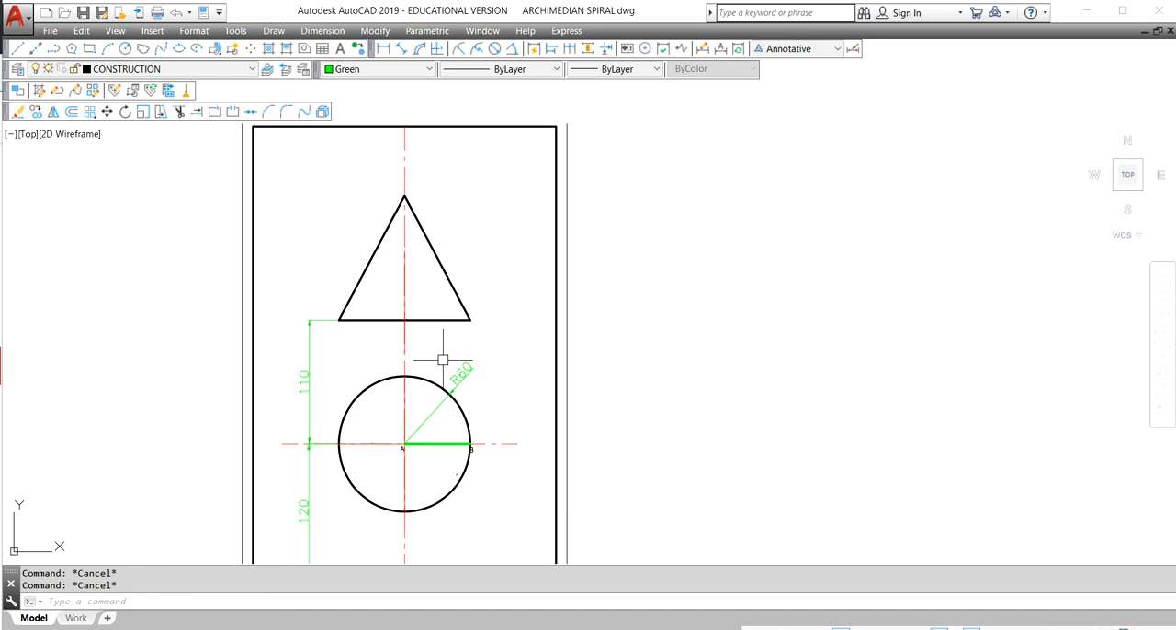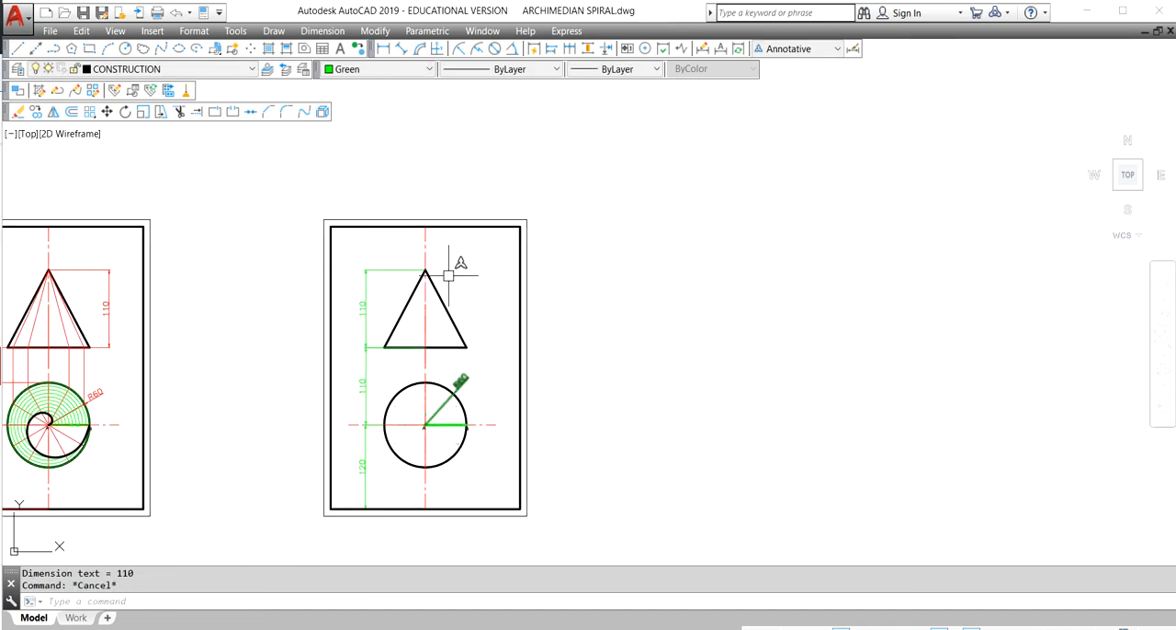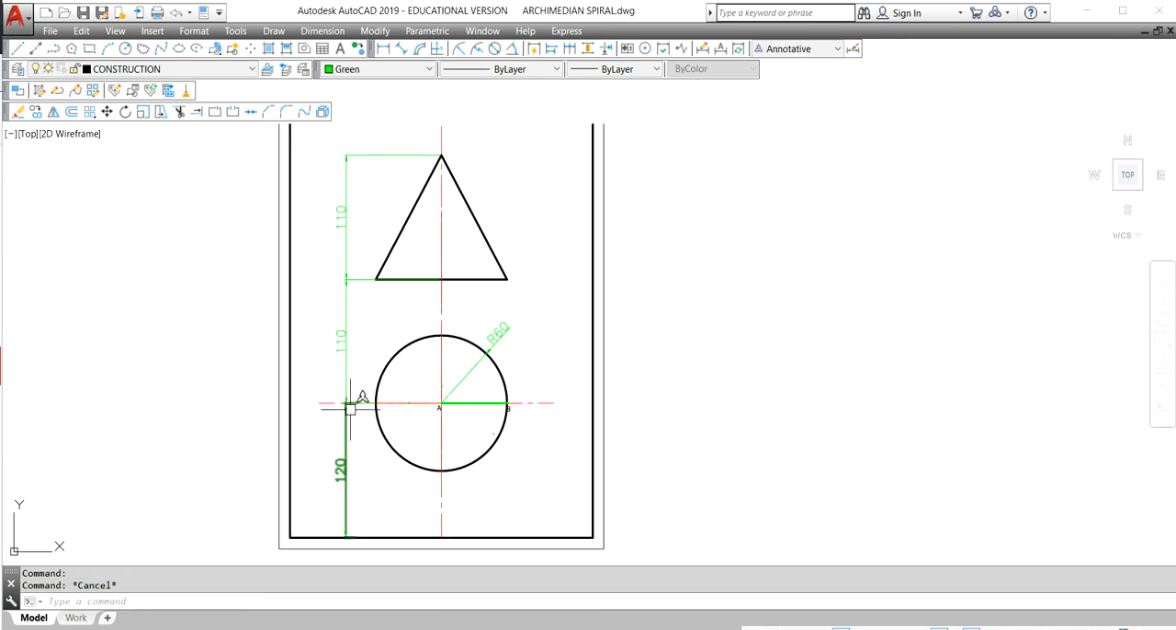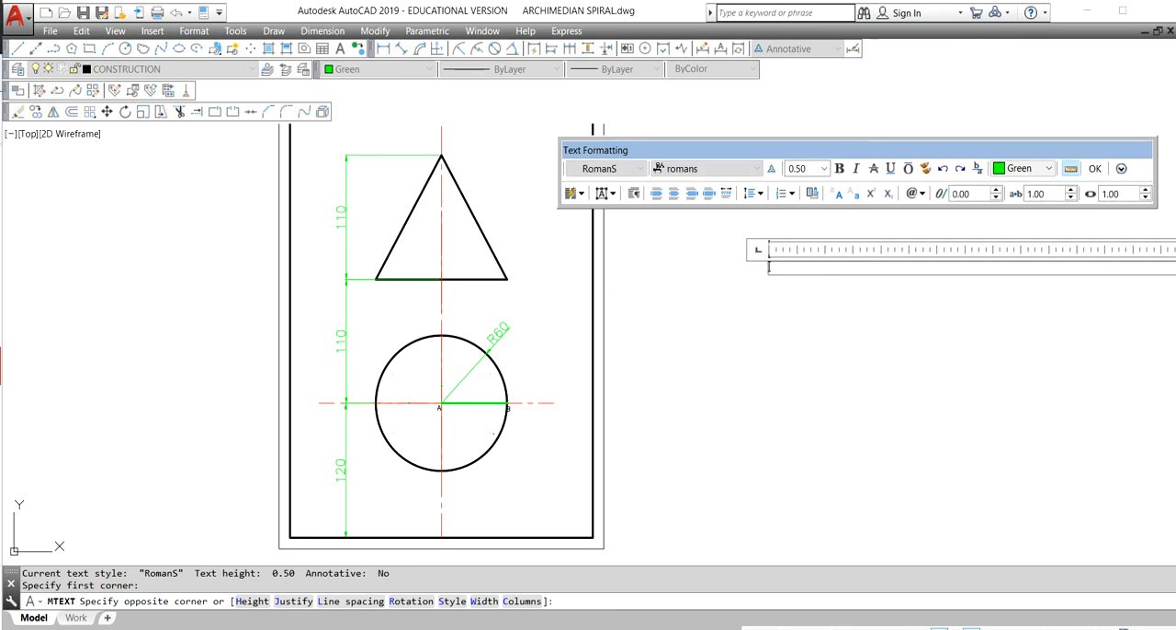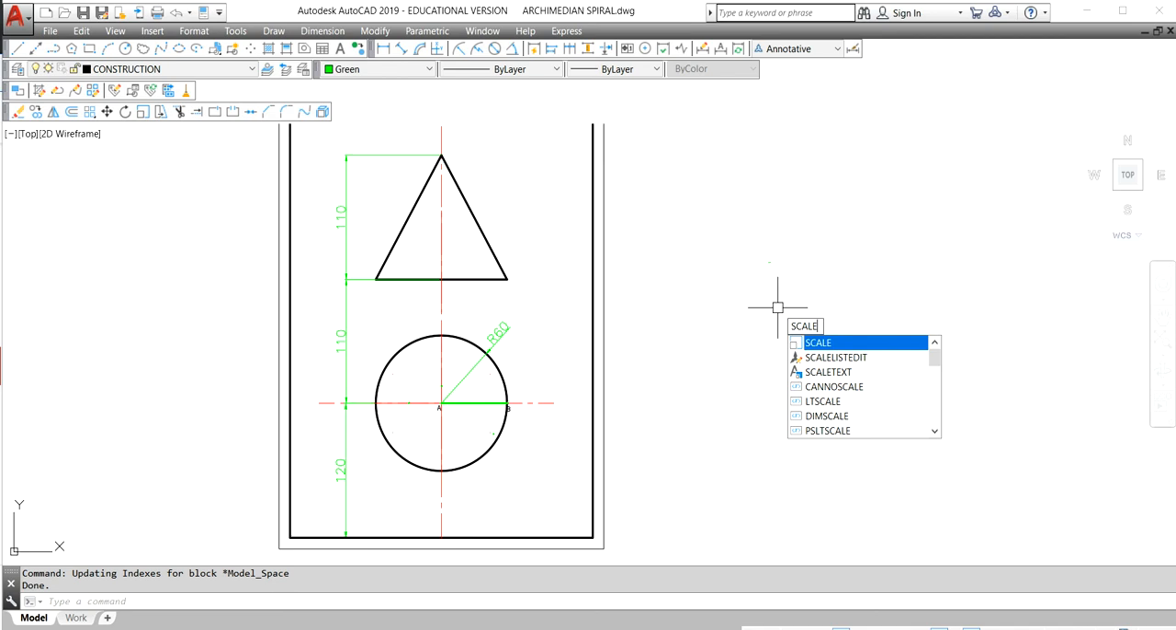Go up 110 from the center till the base of the cone, and the cone we're gonna do it 110 height. Okay, so the center line we do it in the middle, 120, and you have the horizontal center line. You do a circle radius 60, and we're gonna do the cone 110 height. Okay, before we continue, I'm gonna write plan and end.